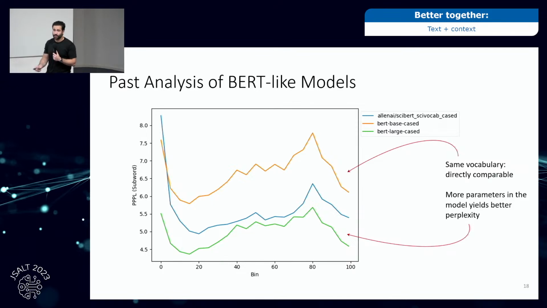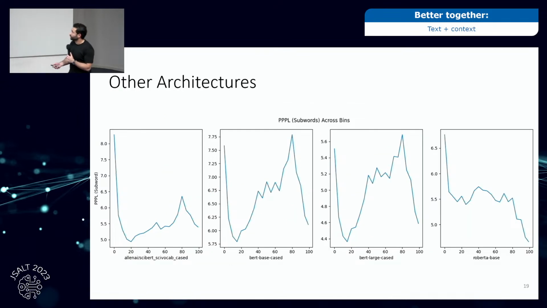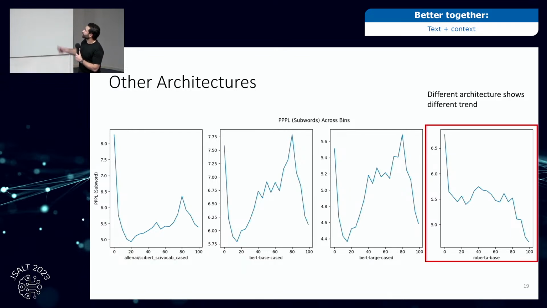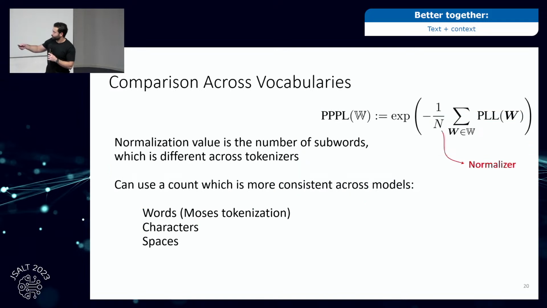Looking at other architectures, namely Roberta, this is a larger model trained for longer, trained on different data. The trend starts to break down. So we don't see this big spike around 80, and so we'll focus on the BERT models. Now, to compare Roberta to BERT, comparison across vocabularies is really tricky because of this normalizing term. The normalizing term is really just the number of subwords in the sample, and this varies across tokenizers. So we can use a count which is more consistent. These are things like words, which we'll use Moses tokenization for, or characters and spaces are more intuitive.